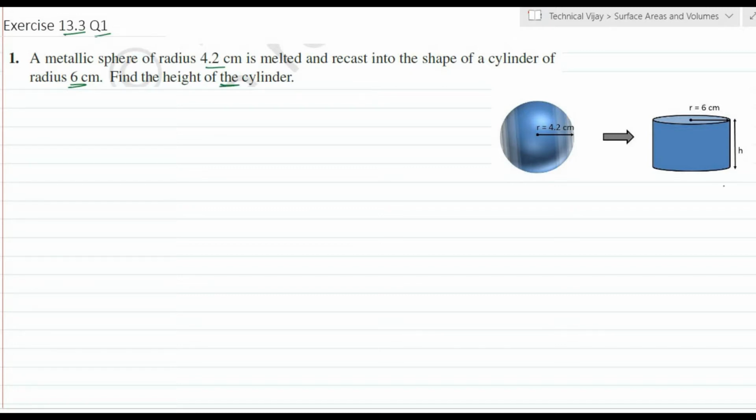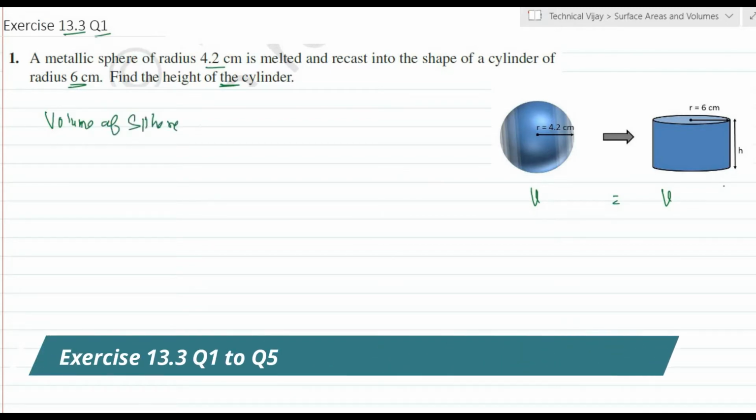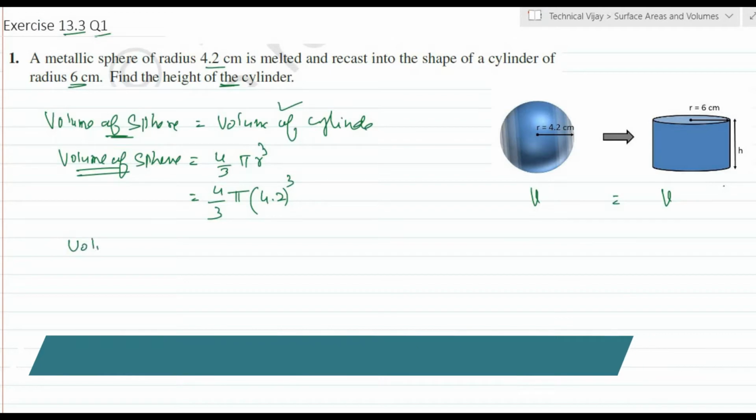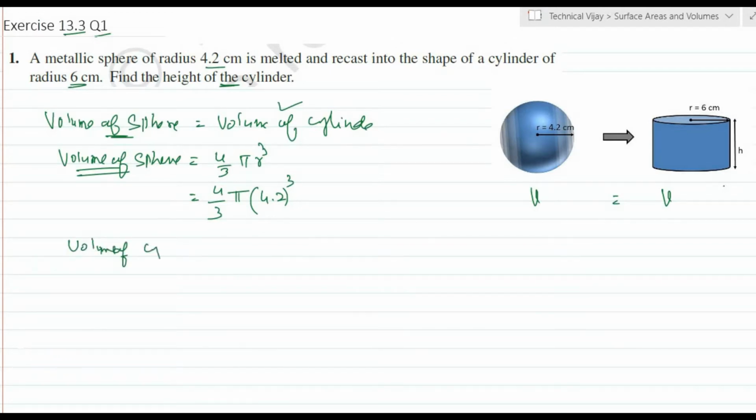From this it is known that the volume of the sphere is equal to the volume of the cylinder, because the same metallic sphere has been melted. So the volume of the sphere is equal to 4 by 3 pi r cube, that is 4 by 3 pi into 4.2 whole cube. And the volume of the cylinder is pi r square h.